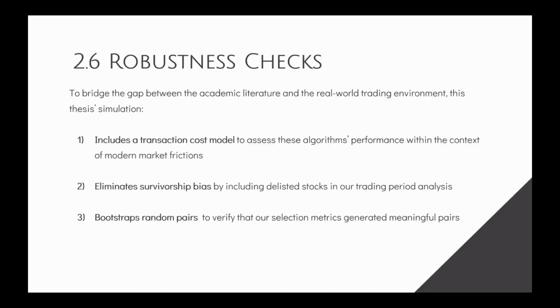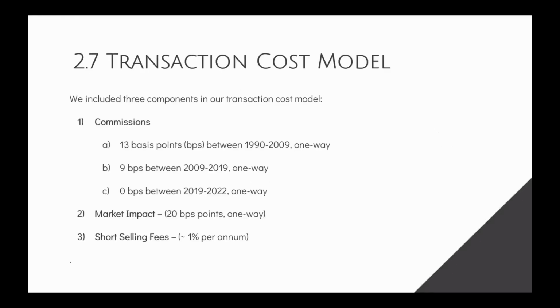We also perform three main robustness checks in our simulation. First, we factor in transaction costs to simulate real-world market frictions. We also include soon-to-be delisted stocks in our traded pairs to ensure that we eliminate survivorship bias in our results. And third, we bootstrap random pairs to show that our pair selection algorithms generate meaningful pairings. Our transaction cost model has three parts: commissions, which we vary with time to reflect the decrease in commissions over time; market impact, which we take from the literature as a constant over time; and short selling fees, which we hold as a constant percentage per annum.